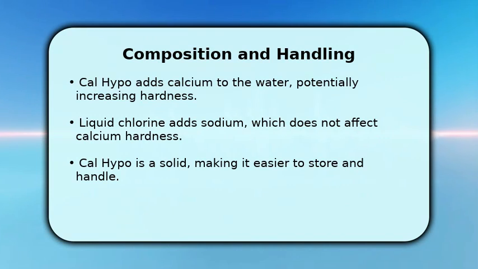Let's look at their composition. Cal Hypo, or calcium hypochlorite, is a solid that introduces calcium into your pool water, which can impact calcium hardness levels over time. On the other hand, liquid chlorine, or sodium hypochlorite, is a liquid solution that adds sodium without affecting your calcium hardness. Cal Hypo is generally more stable in storage, while liquid chlorine can degrade faster, especially in warm conditions. Both require proper ventilation and safety precautions during handling.